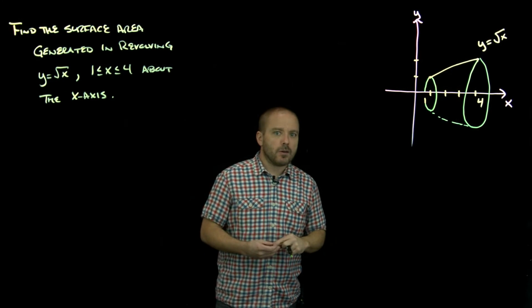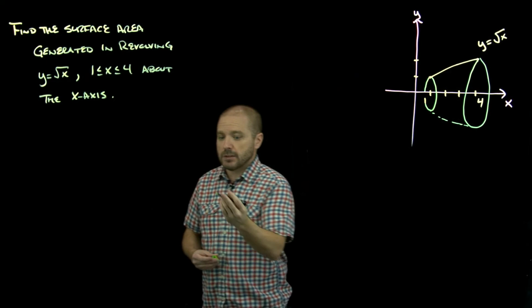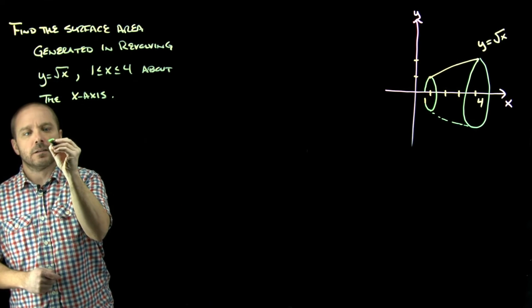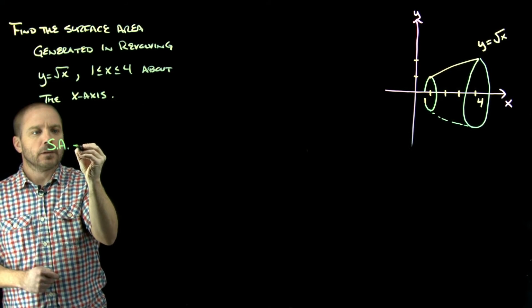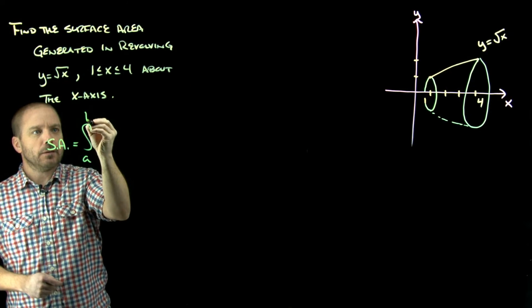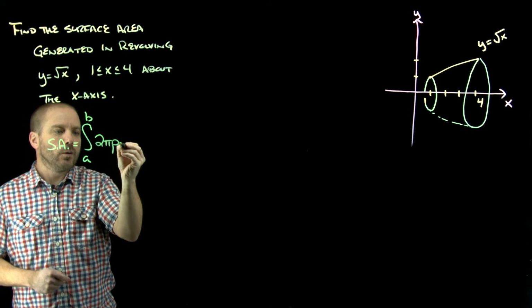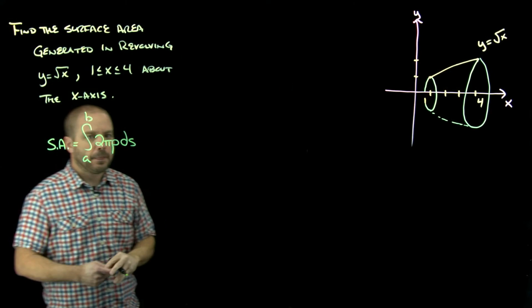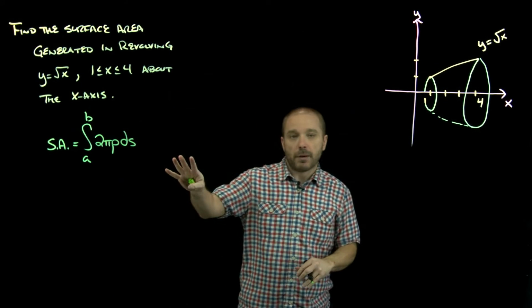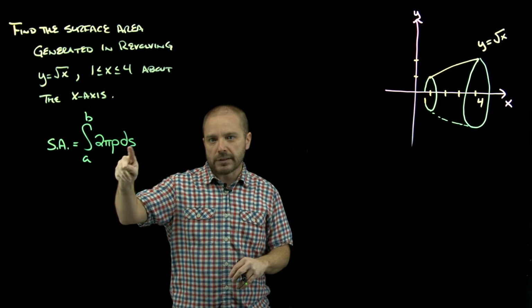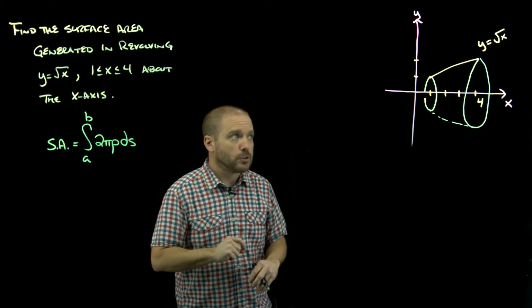And remember our formula previously. Surface area, the integral from a to b, 2 pi rho ds. And this was the compact way of writing it. Remember, rho represented your radius of revolution.